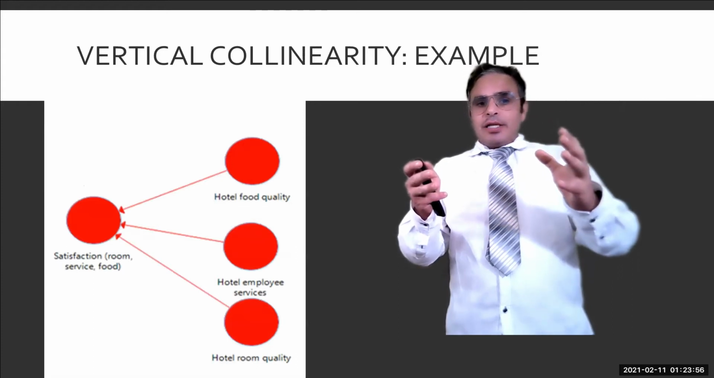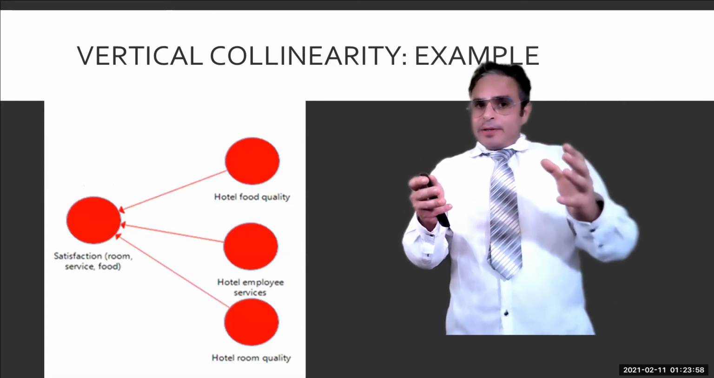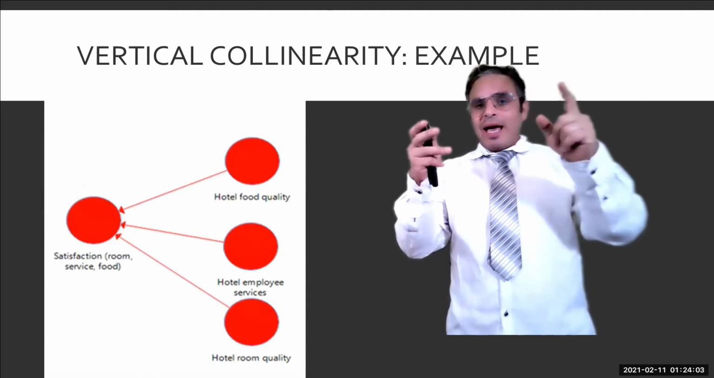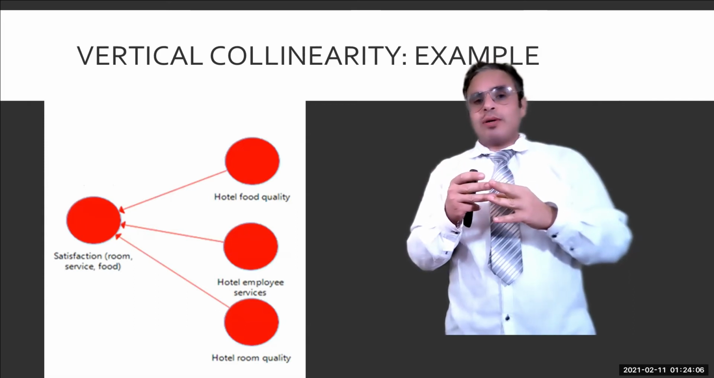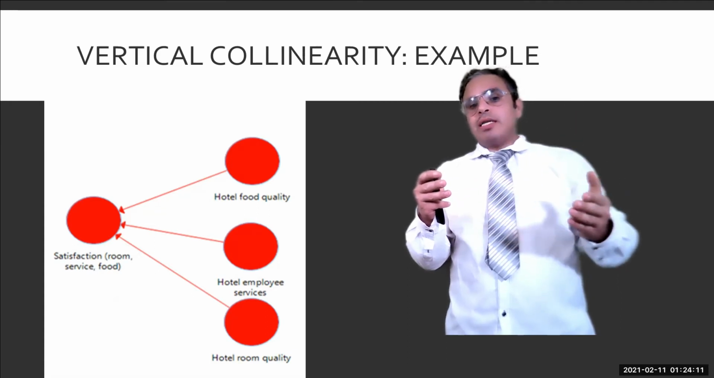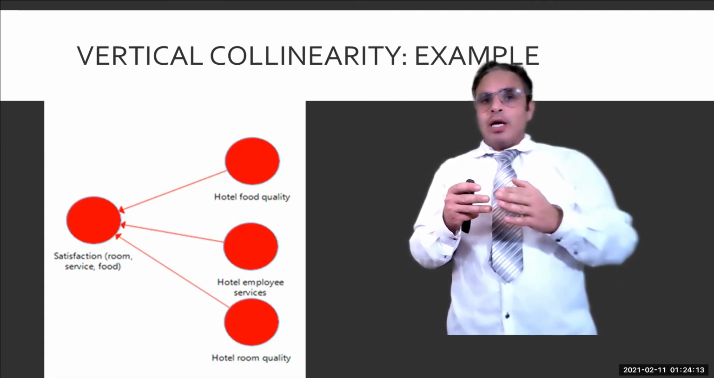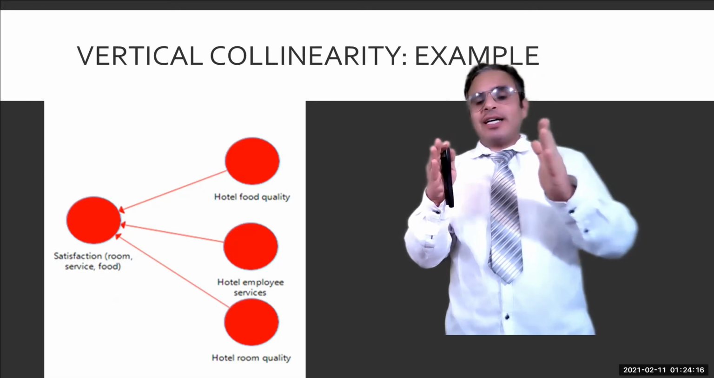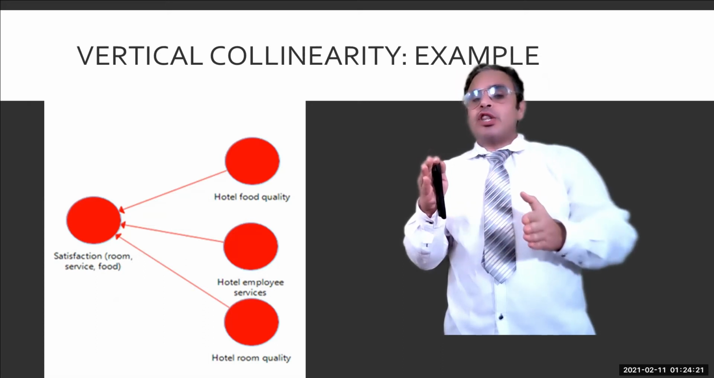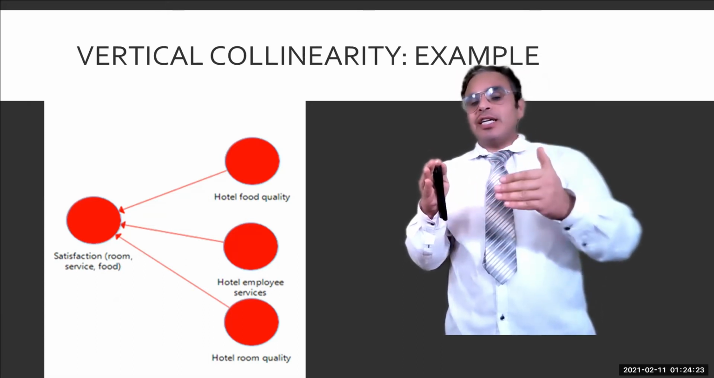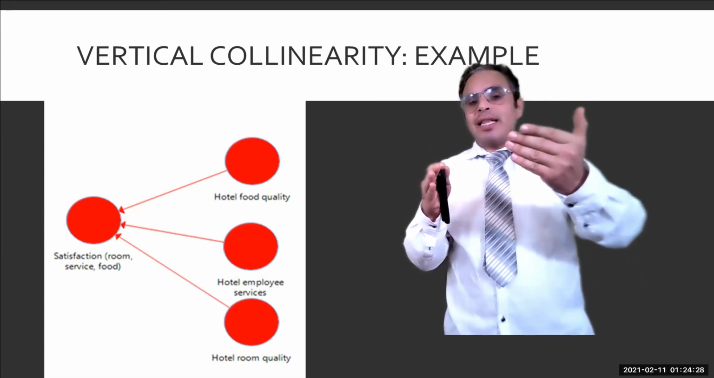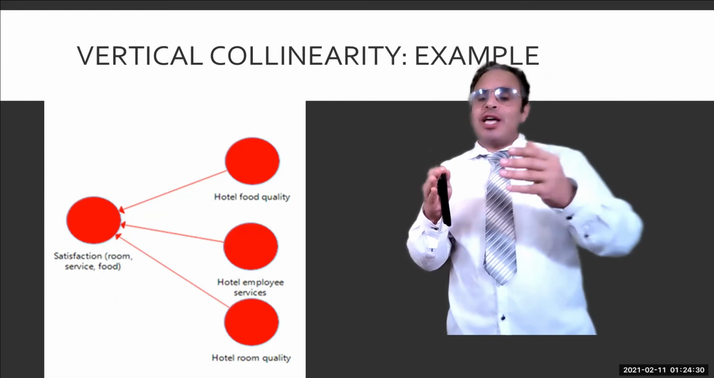As an example here, if we are studying, for instance, satisfaction, mainly here we have a formative model. We have hotel food quality, hotel employee services, and hotel room quality. Once we check for vertical collinearity, we take those three predictors vertically and check how their indicators correlate or are collinear or not with each other.